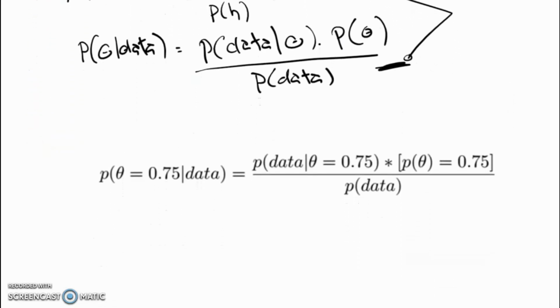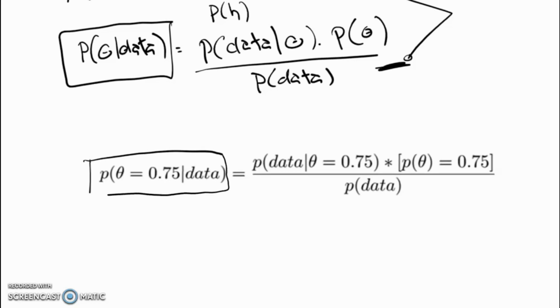And to do that, I'm going to provide a little bit more detail. So this is my target. Really, what I'm interested in knowing is the probability that theta is equal to 0.75. In other words, what is the probability that I have a head biased coin conditional upon the data? Conditional upon the data, which was that y was equal to 4 and n was equal to 10.